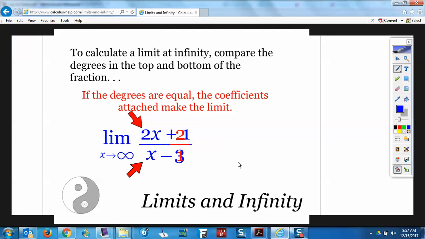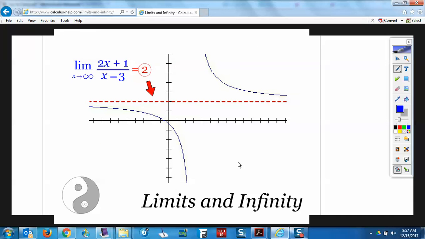Again, sounds like a lot of gobbledygook. We just take the coefficients of those x terms to make up the limit. Therefore, the limit will be 2 over 1, and we say that the limit as x approaches infinity of (2x + 1)/(x - 3) is 2. And remember, we already know from the graph of f that the horizontal asymptote is 2, so it checks out.